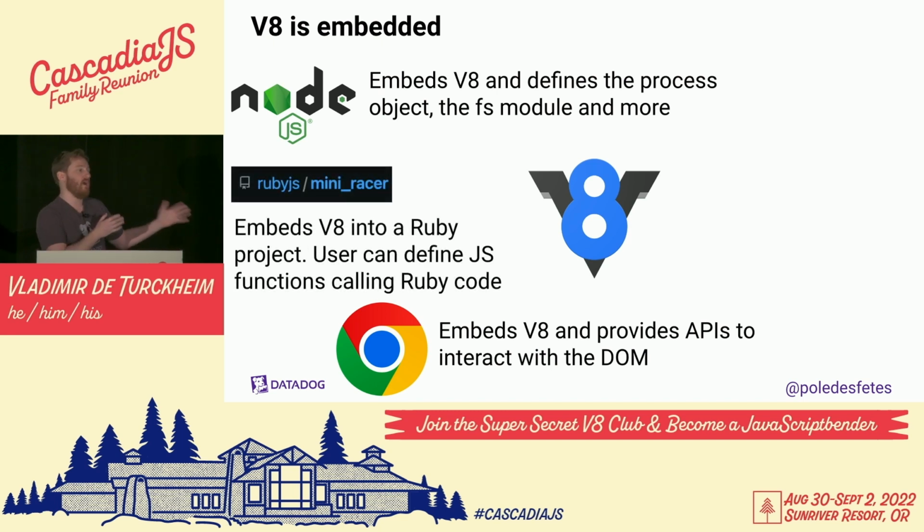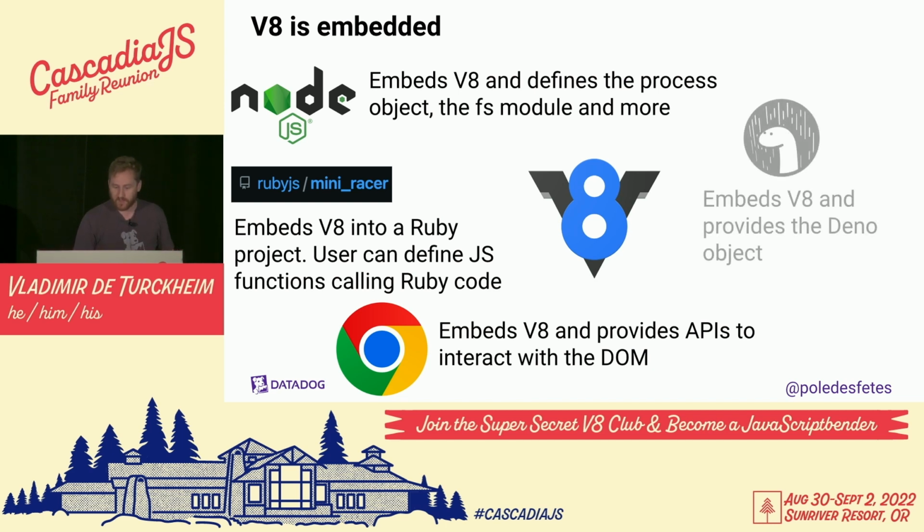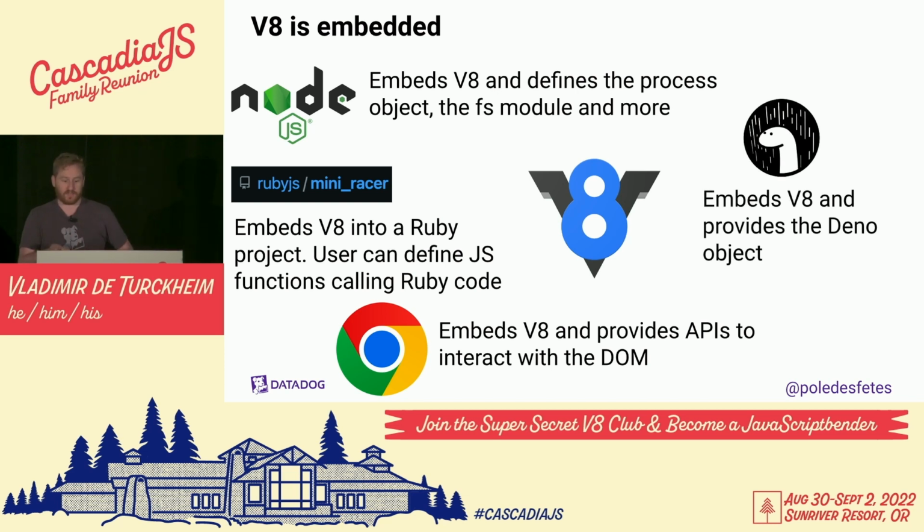And if you have ever written Ruby, you might like this project. It's called MiniRacer, and basically it enables you to embed V8 in any Ruby code base. So you can build your own clone of Node or Deno or any server-side runtime, but having JavaScript code calling Ruby code that you have defined. And that's actually very straightforward. And Deno actually embeds V8 and provides a Deno object.